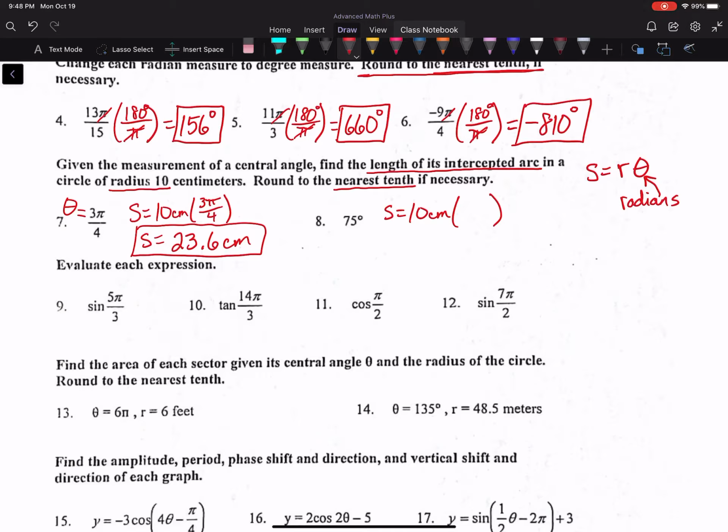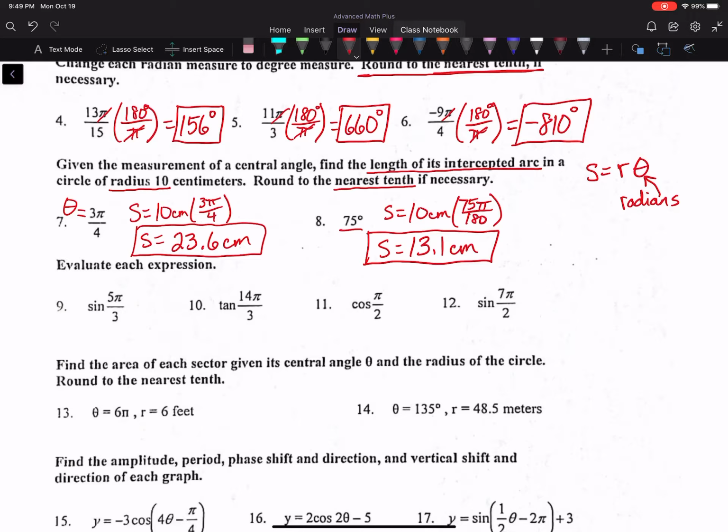However, they give us our angle in degrees, so we don't put 75 in there. You have to put 75 pi over 180. That changes it to radians, okay? And then stick it in your calculator. That will give you 13.08996939, which rounds to 13.1 centimeters. And that's all you do there, okay?